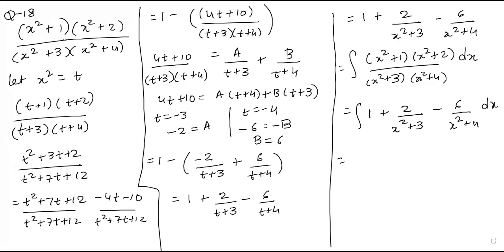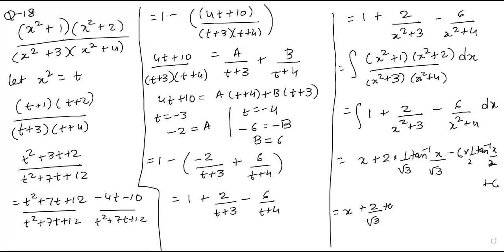Right. So integration of 1 is x, 2 will come outside. This is of the form 1 by a tan inverse x by a. And 6 will come out, and again this is of the form 1 by a tan inverse x by a plus c. The final answer is x plus 2 by root 3 tan inverse x by root 3 minus 3 tan inverse x by 2 plus c. This is your final answer. Yes.